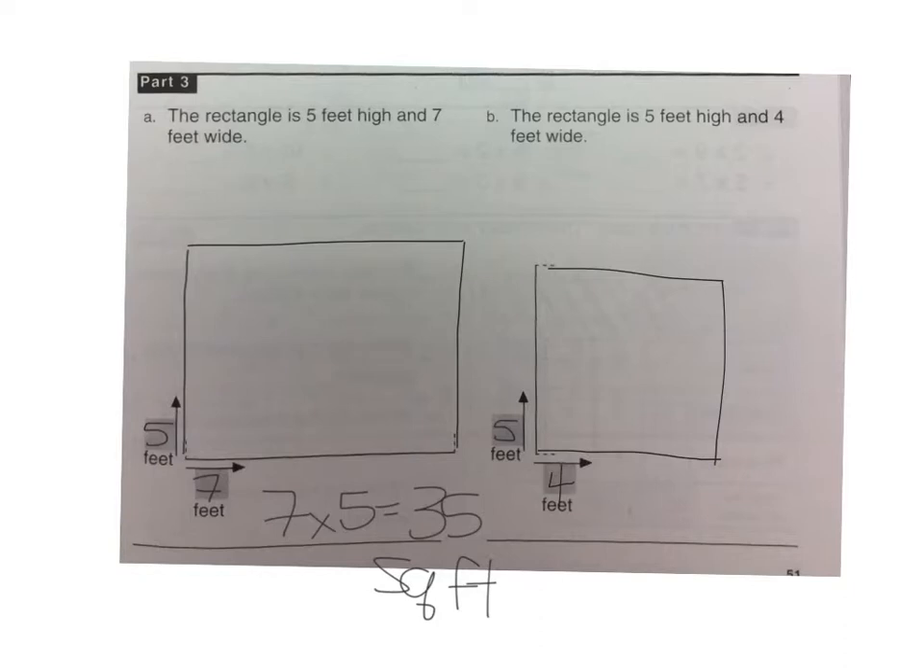So then I have to do the multiplication. I've got 5 times 4, and 5 times 4 equals 20. And my units have to be, again, square feet. So if you need to check the size of your boxes or you need to check the multiplication, go ahead and do that here.